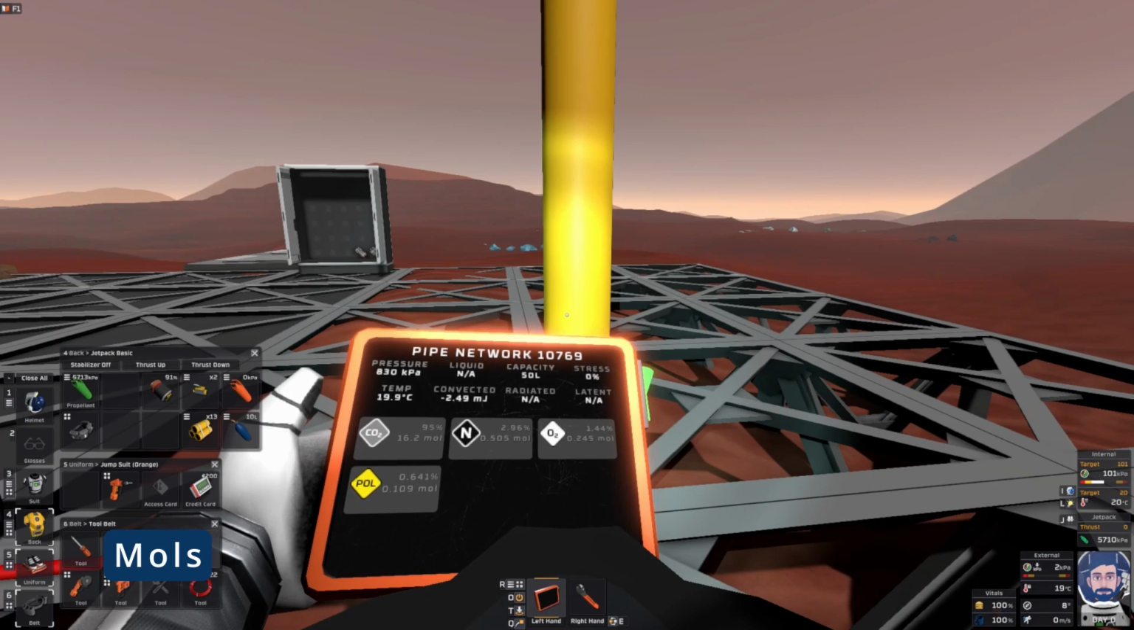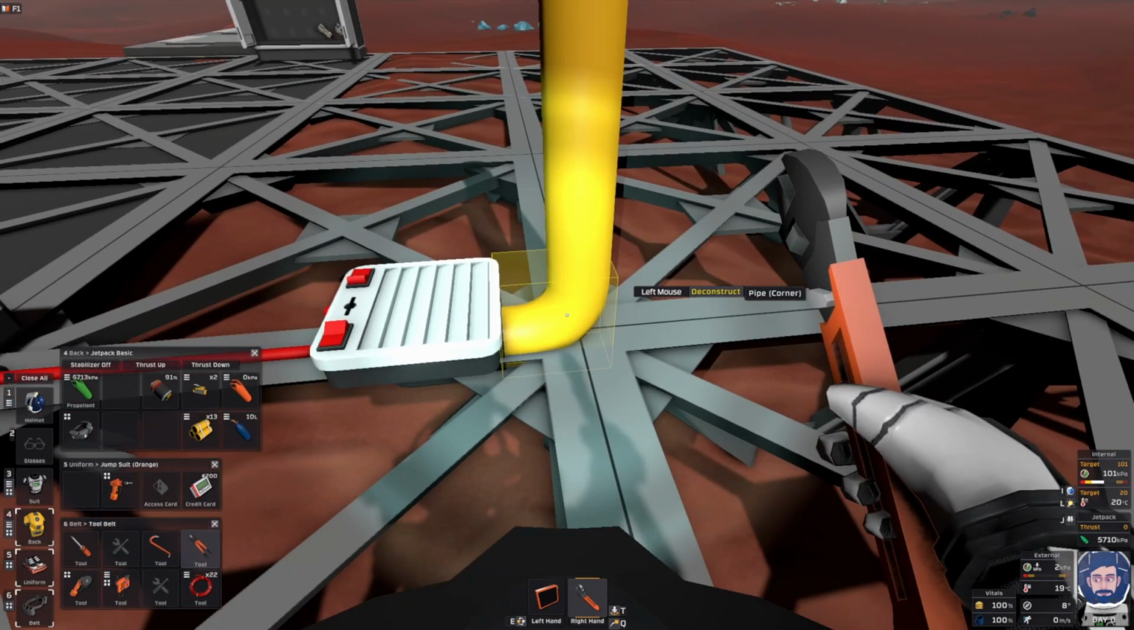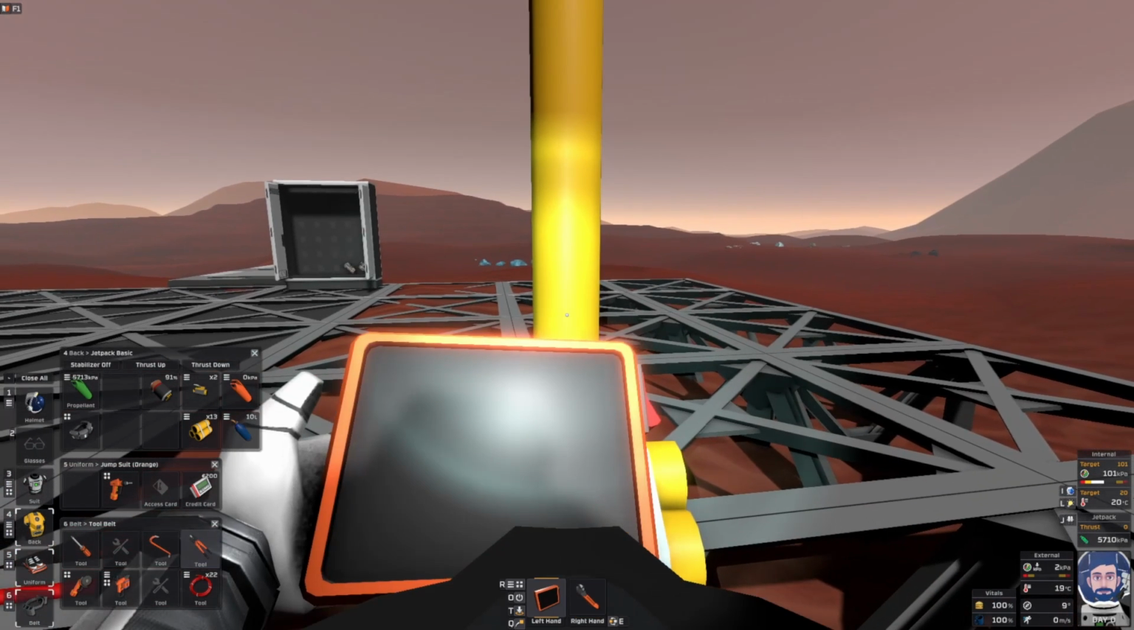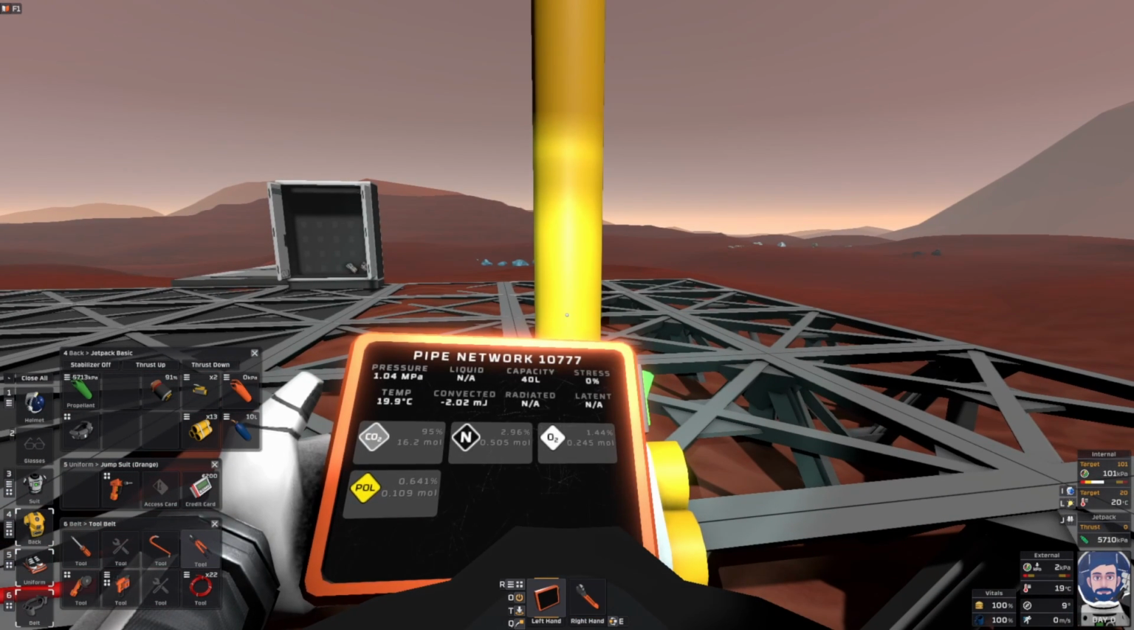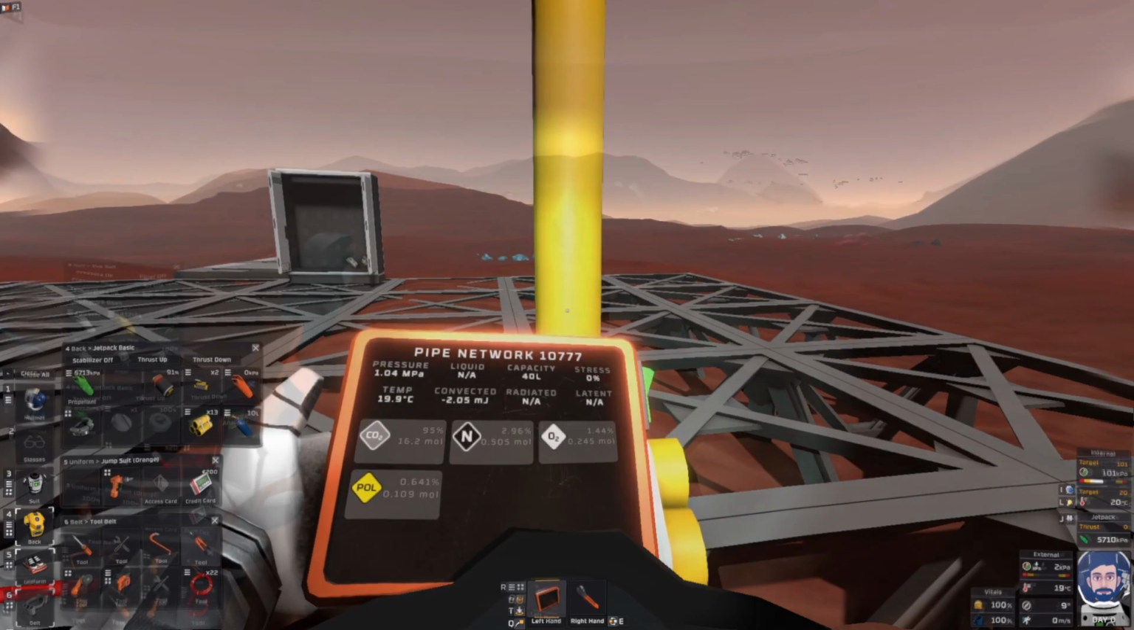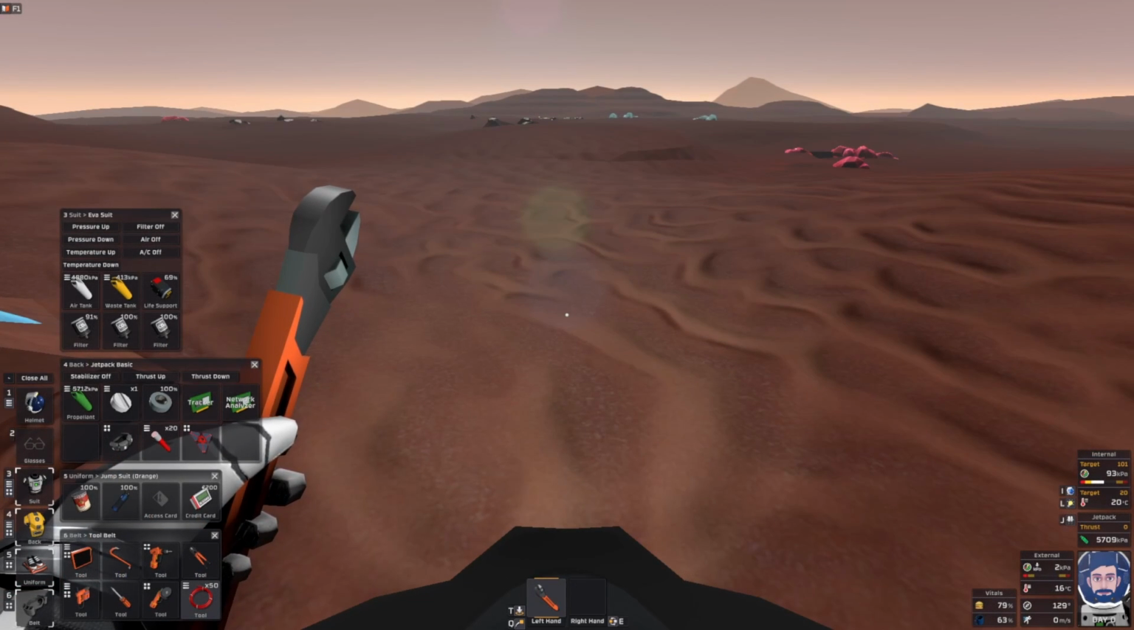To understand how gases and liquids behave in Stationeers, it's important to understand the concept of a mole. A mole is a unit of measure that tells you how many particles of a certain substance are present. Right now, I have 16.2 moles of CO2 in this pipe. If I was to reduce the volume of the pipe by removing a segment, the number of moles will not change. No particles are added or destroyed. They are simply pushed into a smaller volume. The number of moles is the same, but the pressure of the gas has increased.